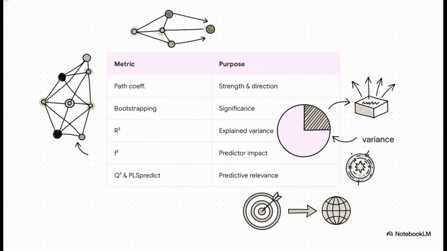To make this easier, let's run through the ultimate study guide for Step 2. Every single structural metric has a specific job. Path coefficients show you the relationship strength and direction. Bootstrapping shows statistical significance. R-squared reveals the explained variance in your endogenous constructs. The F-squared effect size shows the specific contribution of each predictor. And finally, Q-squared and PLS predict tell you if your model actually has predictive relevance.